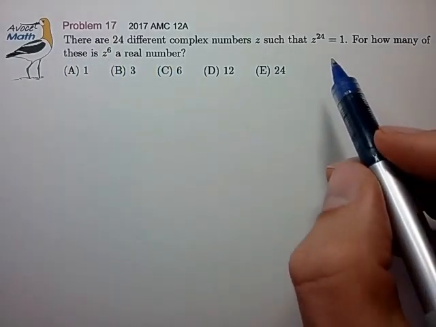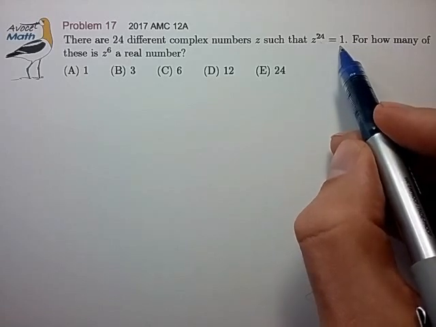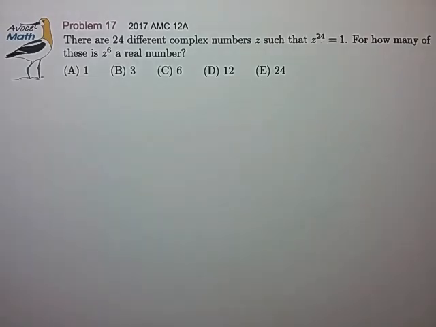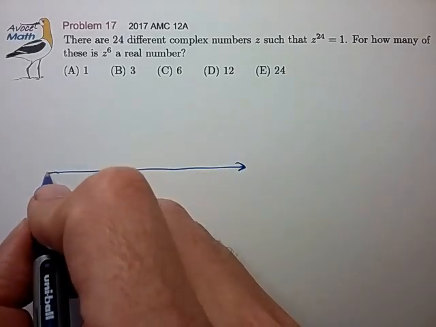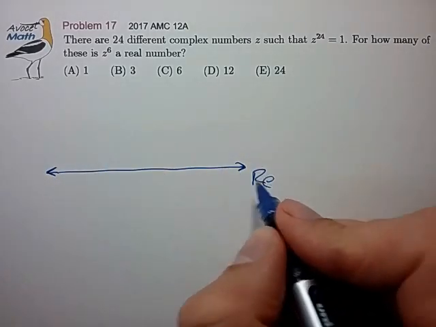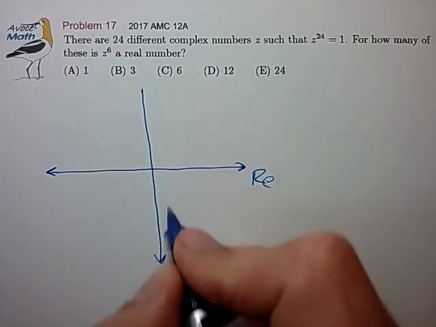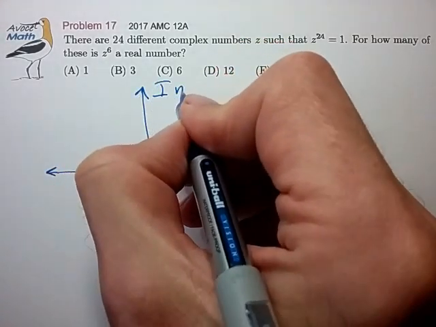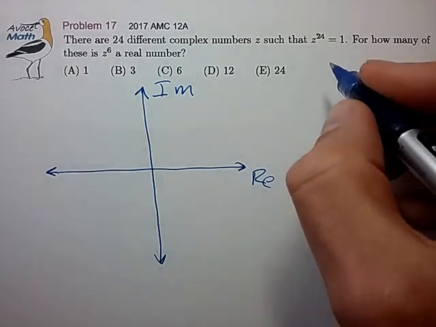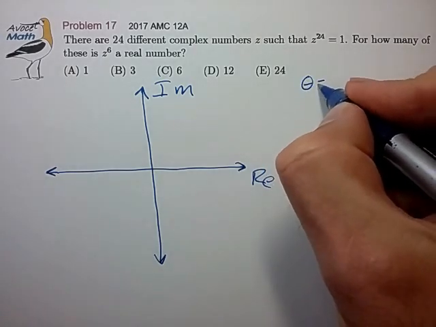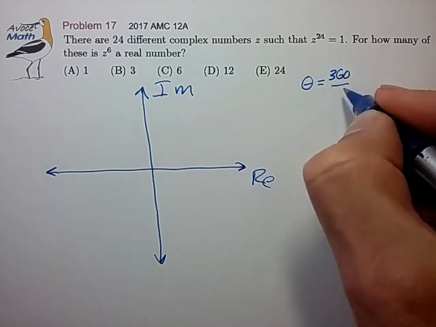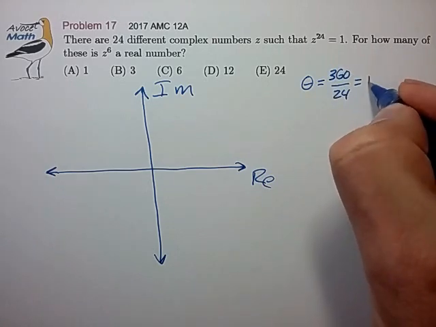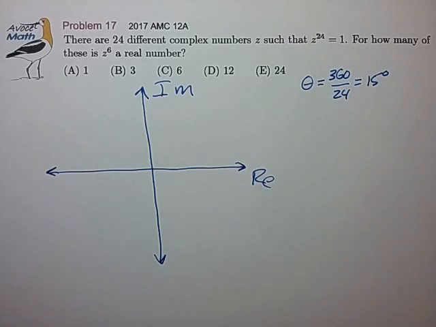Okay, so we're dealing with the 24 roots of 1, and let's make a picture and see how far we get with that. So let's try to draw out what the 24 roots of 1 look like. By de Moivre's theorem, we know that the 24 roots of 1 are separated by 15 degrees.